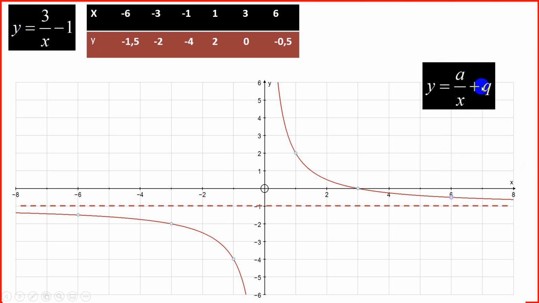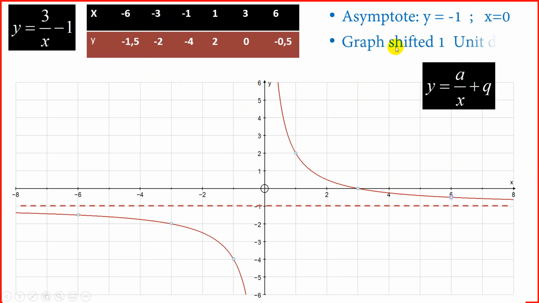So what is the effect of q, in this case minus 1, on this graph? The asymptote now is y equal to minus 1. There's our line. Also x equal to 0, which is your y-axis. And the graph has shifted 1 unit down.